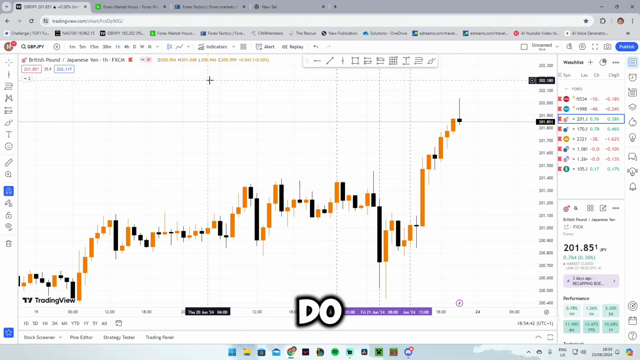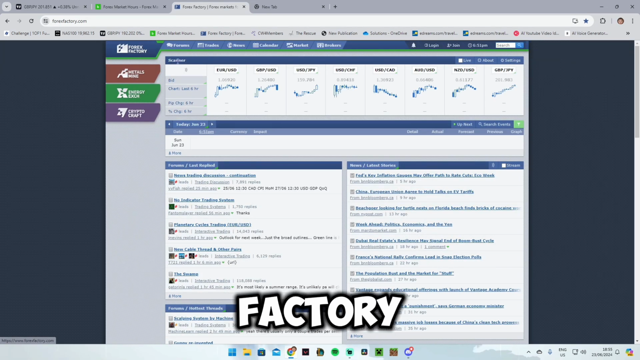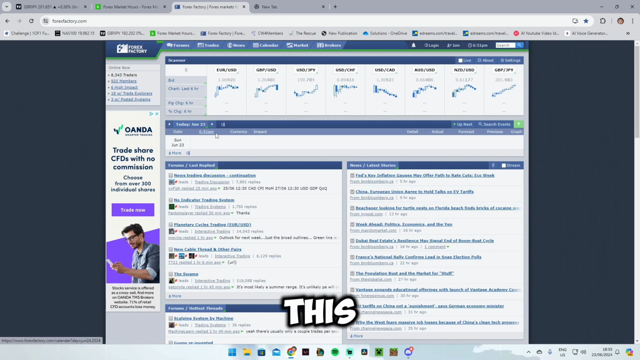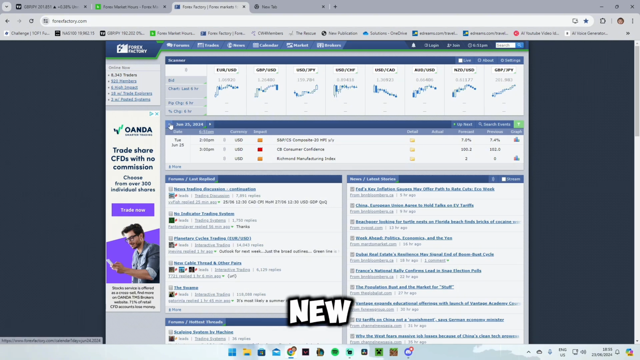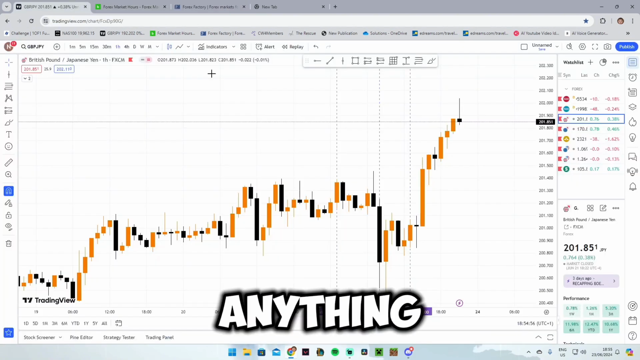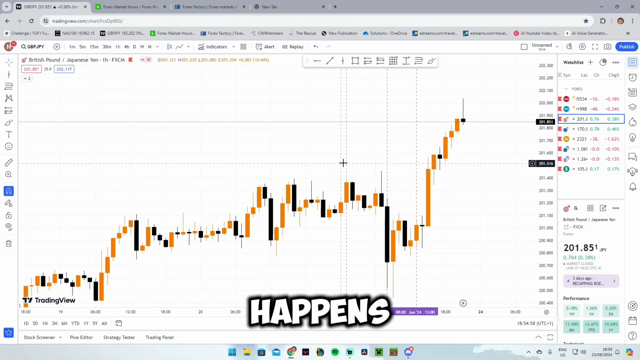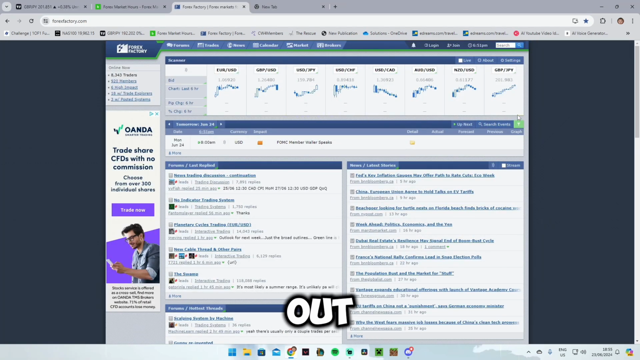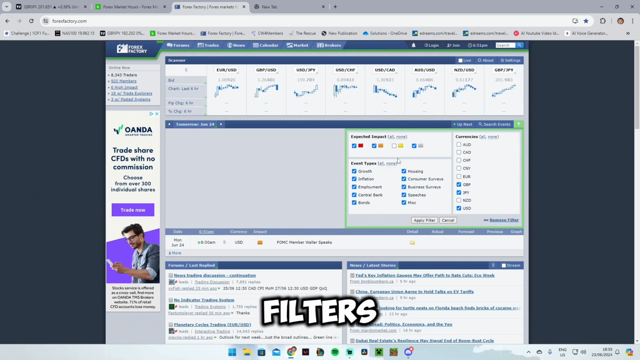And if you guys don't know about Forex Factory, hop on it right now. This is where you find all the news, FOMC, all these news events. So before any trading happens, I suggest you go over and check this out. Here are my filters. You don't really need the yellow ones, those are low impact. You really need to know about the medium and the high impact.